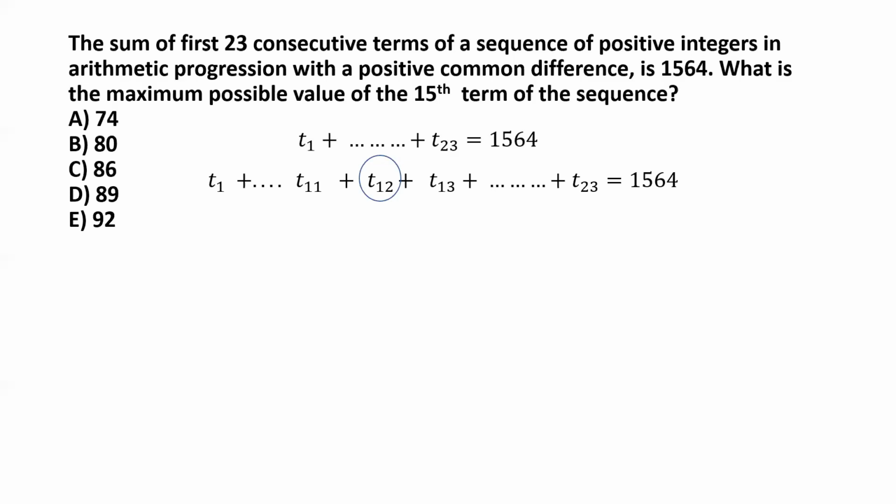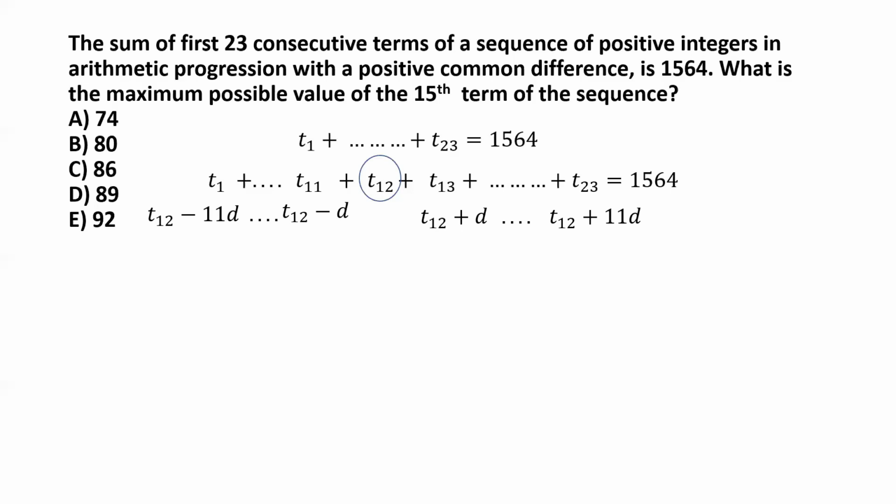What I mean by that is, if you look on either side of this term, meaning the 11th term and the 13th term, for example, you can write the 11th term as T12 minus D, and the 13th term as T12 plus D. You can carry on like that till you arrive at the first term on one end and the last term, the 23rd term, on the other end. And now it's easy to see the symmetry.